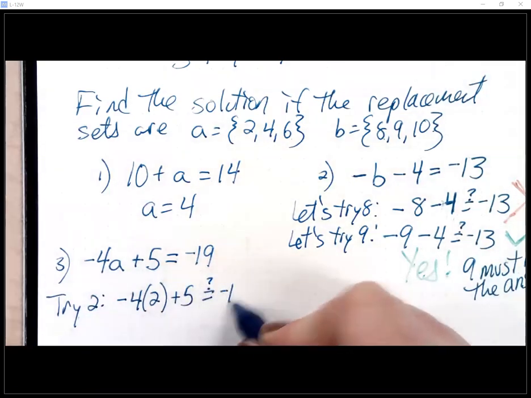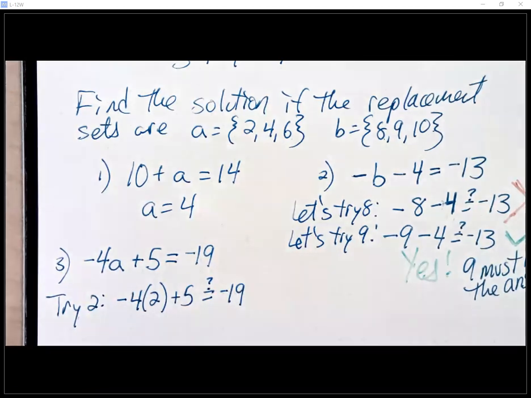4 times 2 is 8. Oh, there's 2 4s. Where do you see 2 4s? You were right with your first thing. You said 4 times 2 is 8. It's just that it's negative, right? So you'd have -8 plus 5. Is -8 plus 5 -19? No. So I know that 2 is not the right answer.